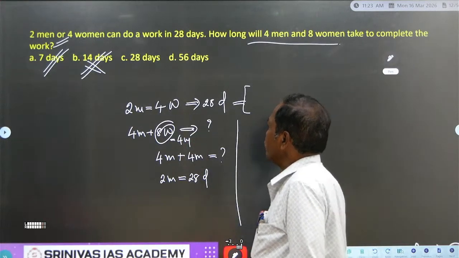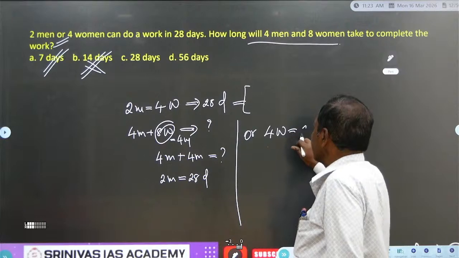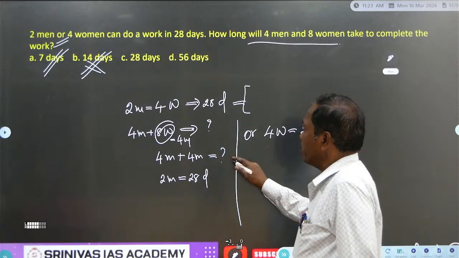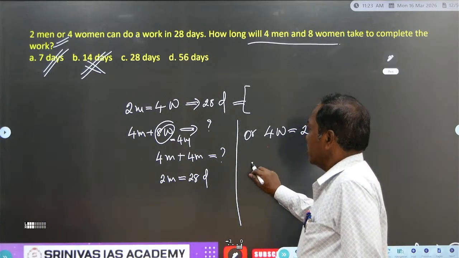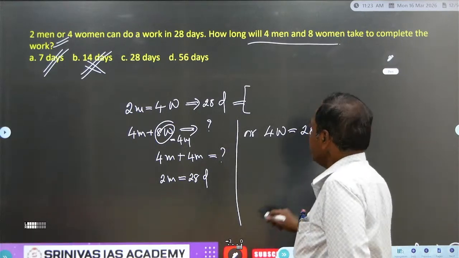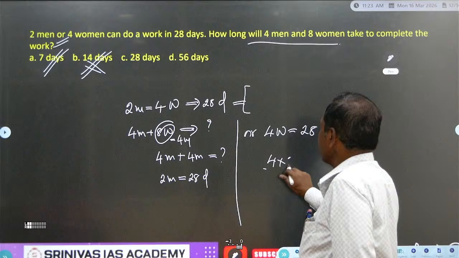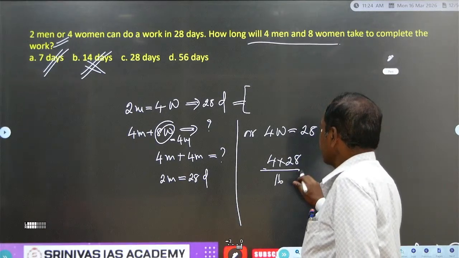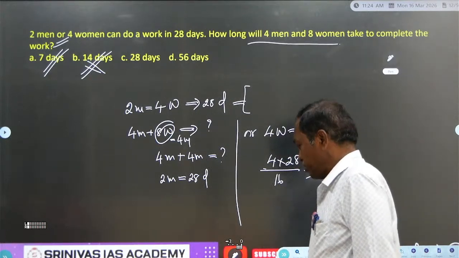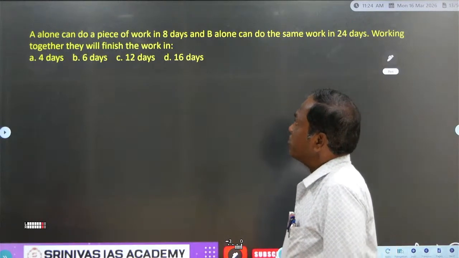That 4 women is there. 4 women takes 28 days. But 4 women can be converted to 8 plus 8, 16, no? 4 by 4 into 28 by 16, you will get 4. See, either way you can take it, whatever possibilities you can say. Choice, that's all.